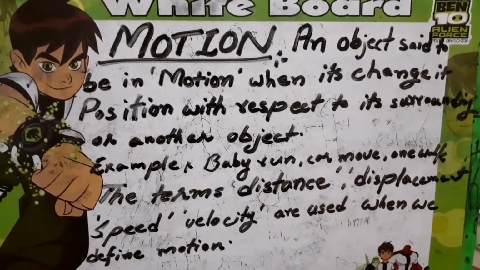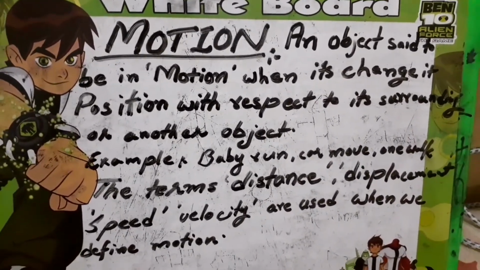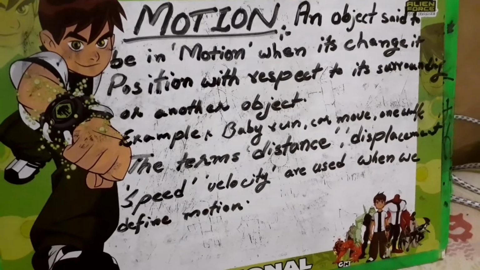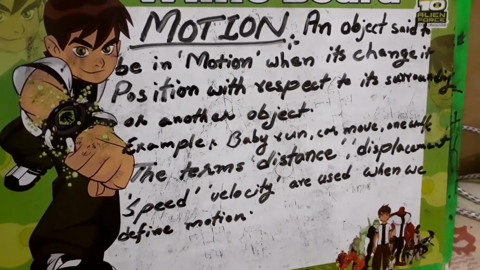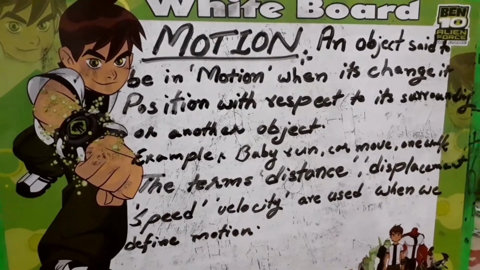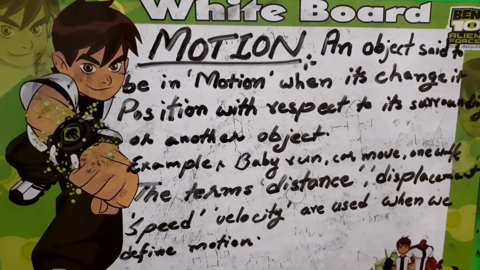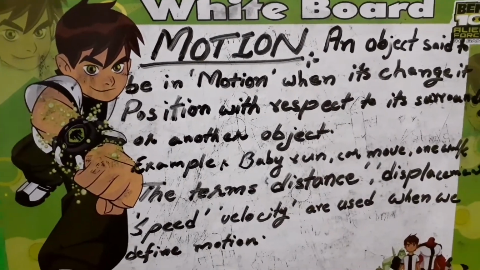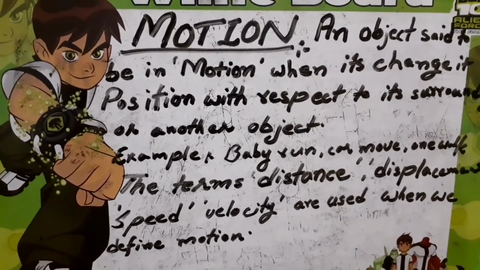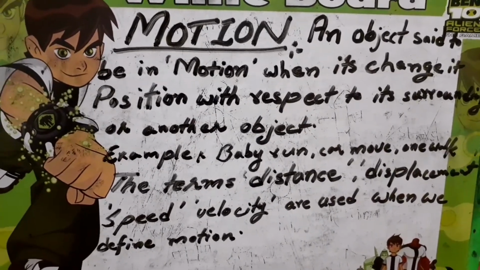When we talk about motion, the terms distance, displacement, speed and velocity are used to define motion. So what is distance? Distance is the length or area between two objects, one object with respect to another object. And what is displacement? Displacement is the change of position of one object with respect to another object.